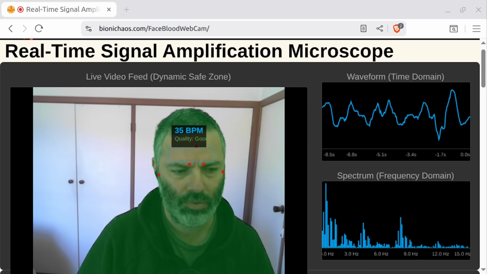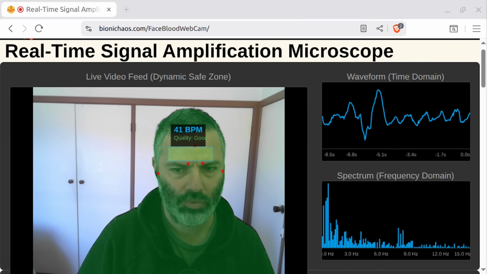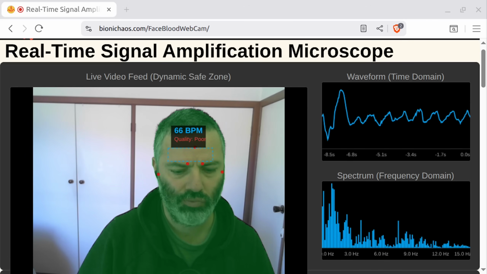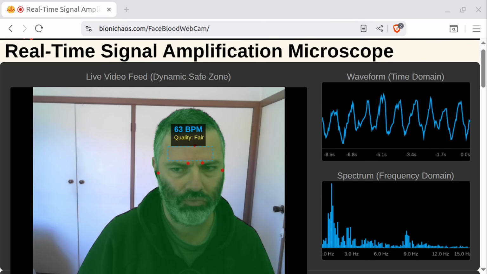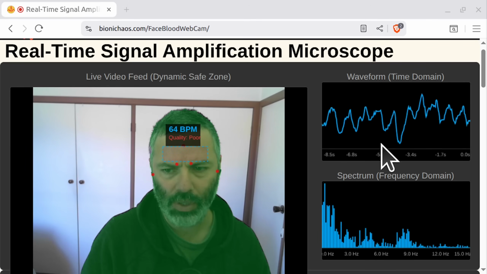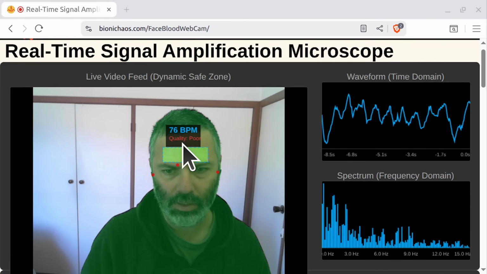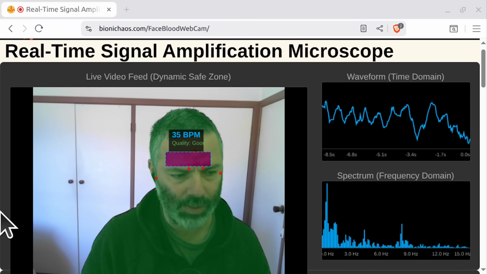I understand you're concerned about the quality indicator. It's important to remember that it's just one aspect of the reading. The waveform and spectrum graphs also provide valuable information. Yeah, it seemed a bit too harsh. When we do have a good signal, the quality is still fluctuating quite a bit.